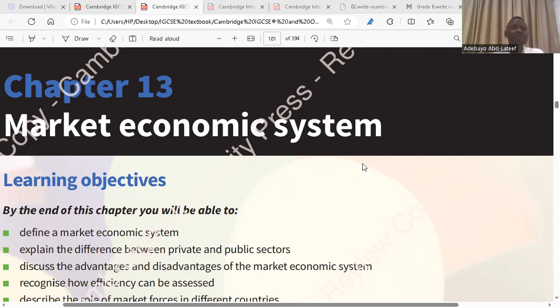So here in the market economic system, it's about price mechanism. The demand for a product and the supply of a product determines the price of the product. So a market economic system is that economic system where resource allocation is being determined by individuals and firms. Is it clear? Yes. So let's go down.